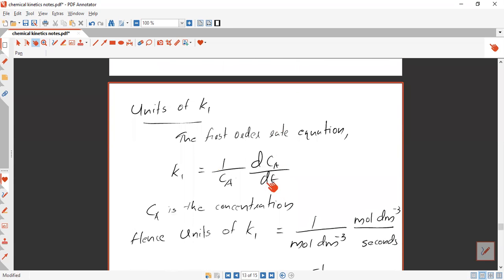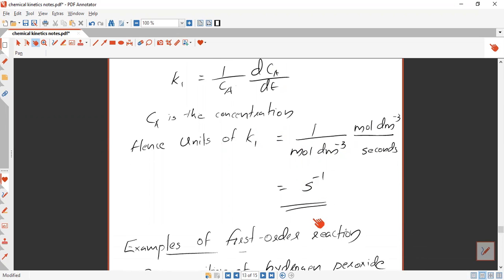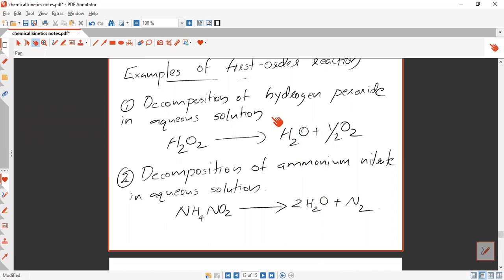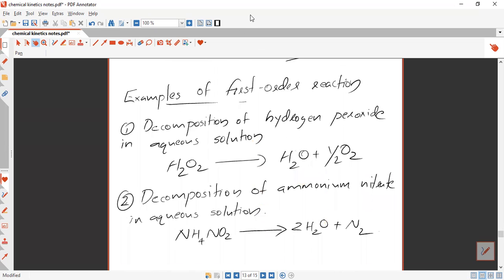To find the unit of the rate constant, we take 1 by Ca into dCa by dt. Ca and dCa are concentration terms, in mole per decimeter cubed, and dt is the change in time, in seconds. The concentration units cancel. So K1, the first order rate constant, has the unit second raised to minus 1. Decomposition of hydrogen peroxide in aqueous solution and decomposition of ammonium nitrate in aqueous solution are examples of first order reactions.